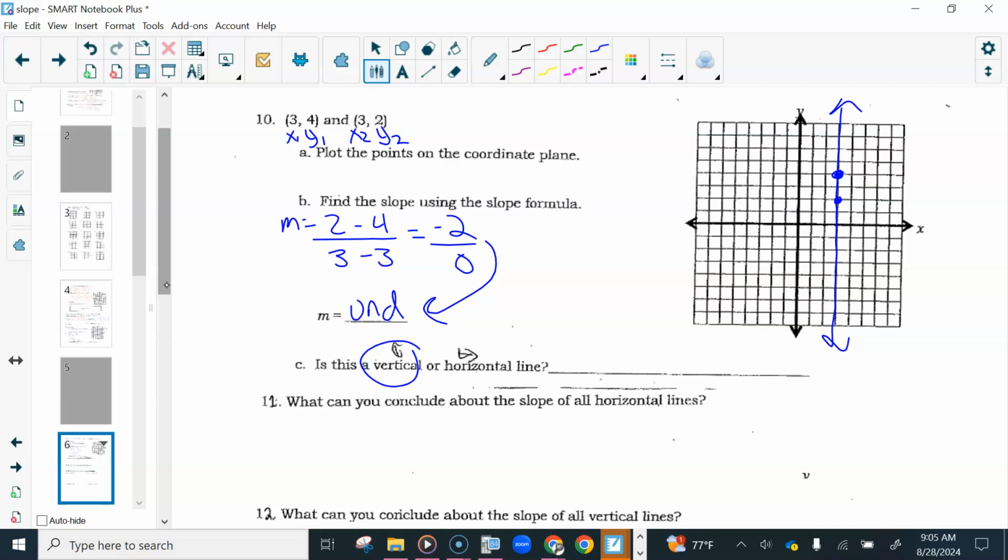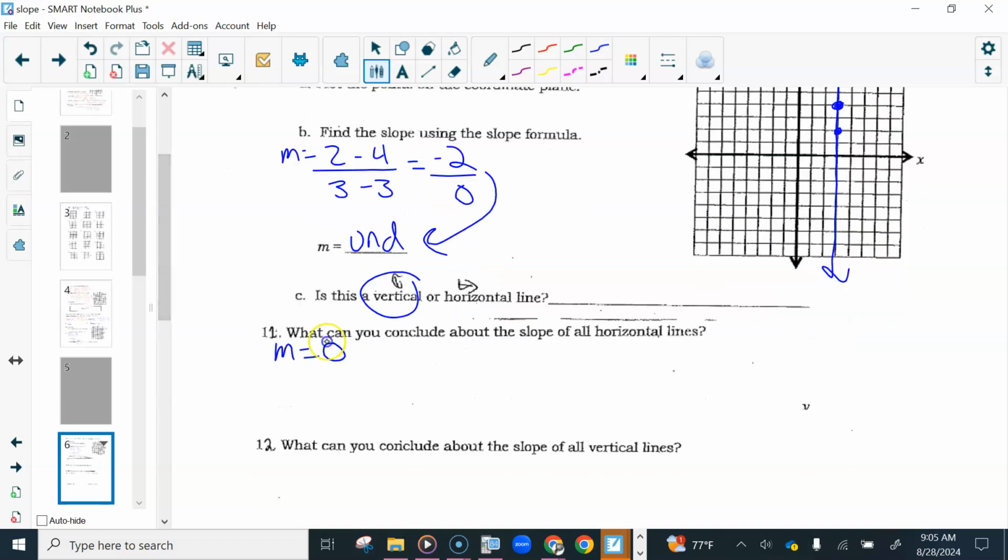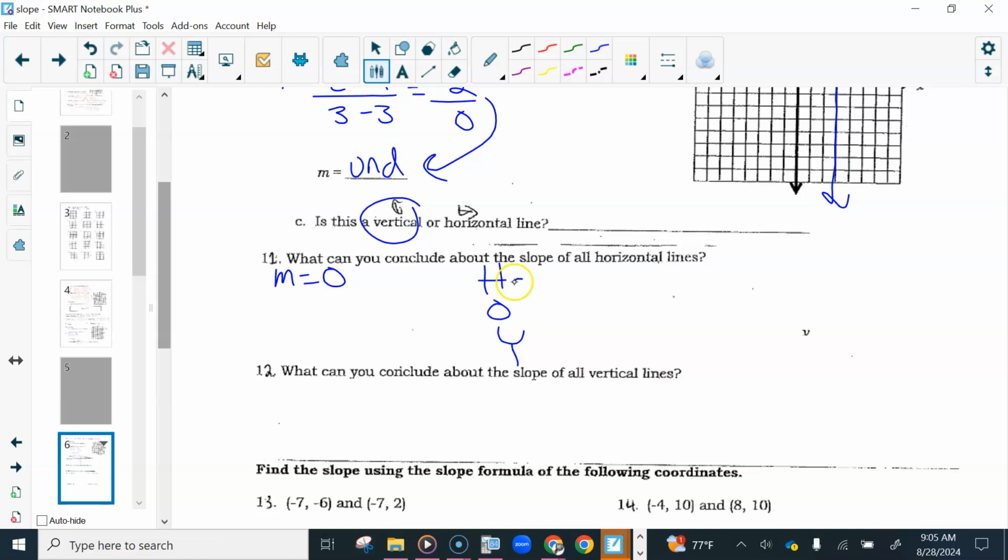Based on the two problems we just did, what can you conclude about the slope of all horizontal lines? Yes, they're going to be 0. And I want you to write H-O-Y. That is going to represent horizontal lines have 0 slope, and you don't really need this part right now, but it'll come in handy later, are y-equals. So horizontal lines have 0 slope and are y-equals.